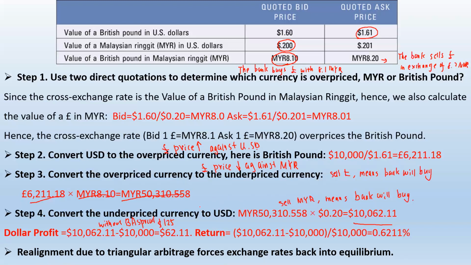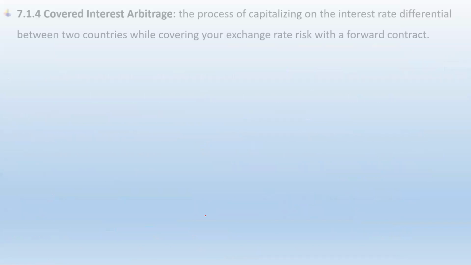And finally, we sell MYR here. So the result is that the MYR price will decrease against the US dollar. So finally, this will realign the cross exchange rate and the direct quotation. So the two types of quotation will be realigned.